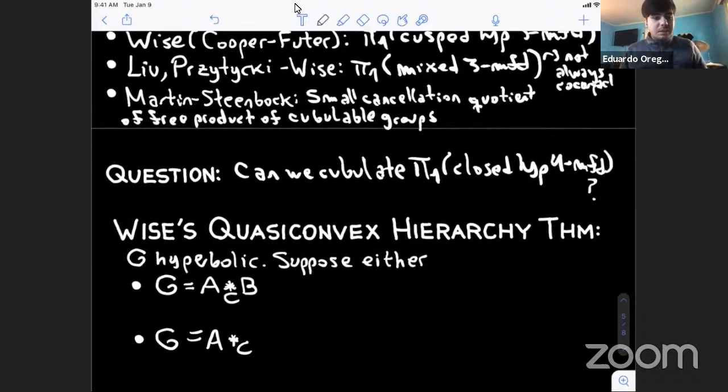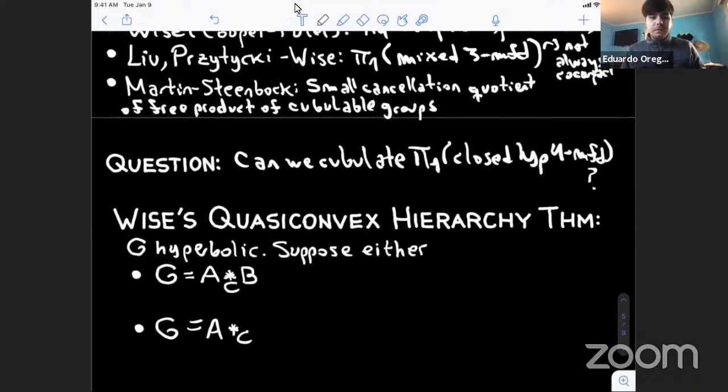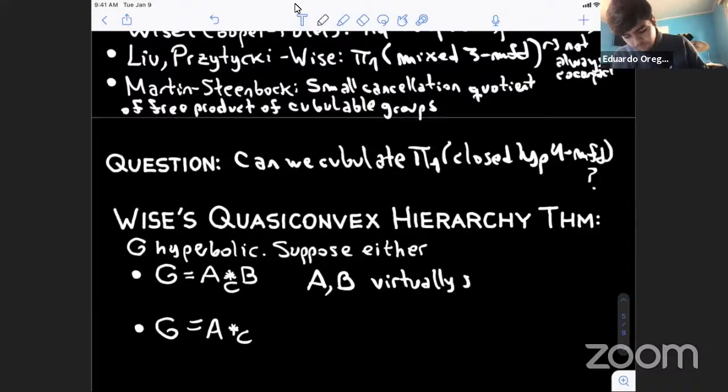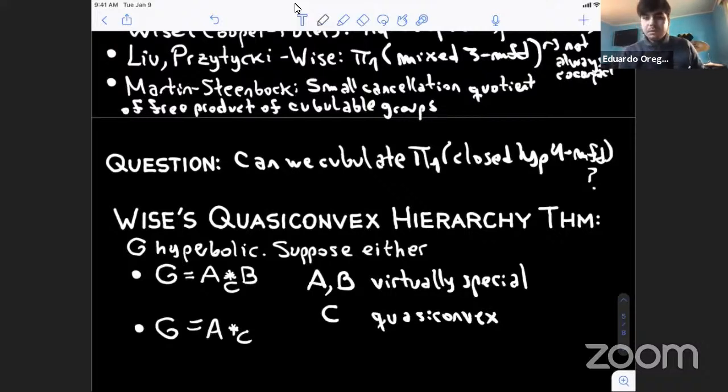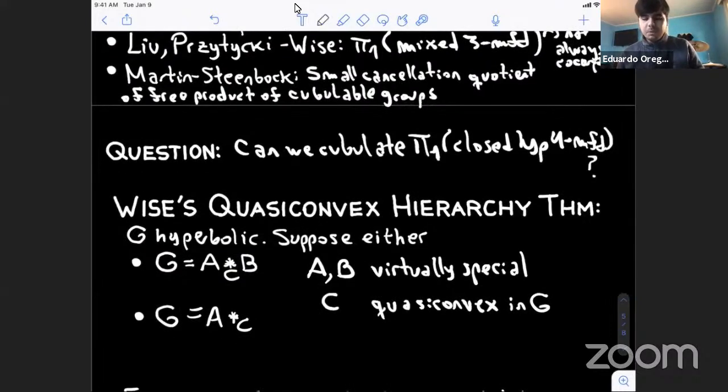So the idea here is that we have a group that is known to be hyperbolic, so this is relevant. And we have two cases: either the group is an amalgamated free product or an HNN extension. And we want the vertex groups to be virtually special. We want the edge group to be quasi-convex, so quasi-convex in G. And these two assumptions will imply that, first of all, the group G is cubulated, but not only cubulated, the group is virtually special.